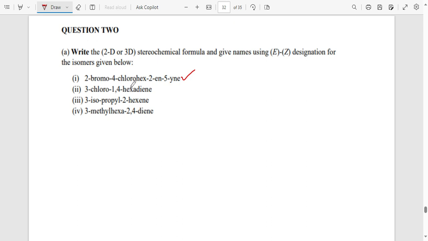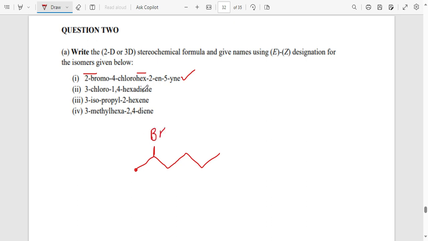2-bromo-4-cyclohex-2-en-5-ione. So from the end of the name, the suffix, and this is, remember, hex, meaning that is 6 carbons: 1, 2, 3, 4, 5, 6. But from the name 2-bromo, at position number 2, I've got a bromine.